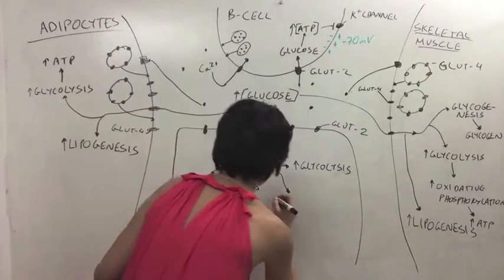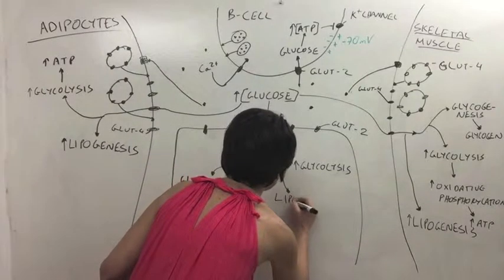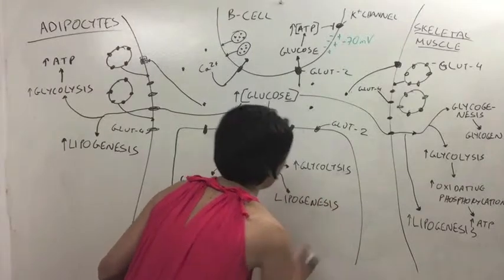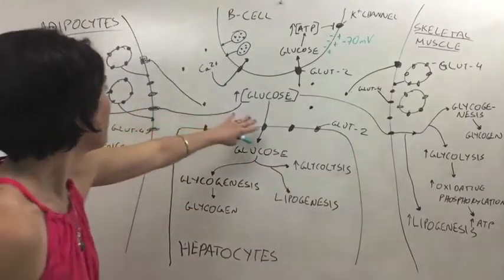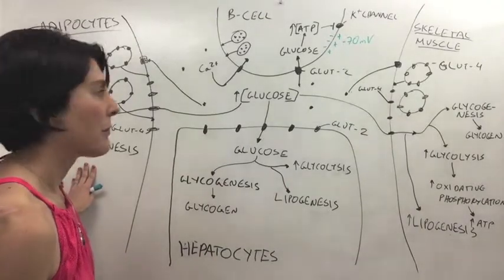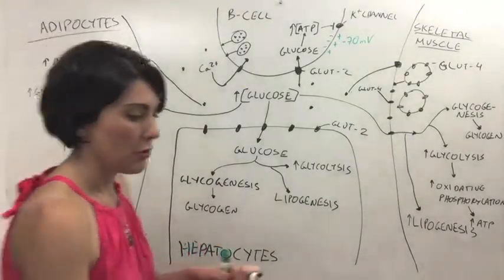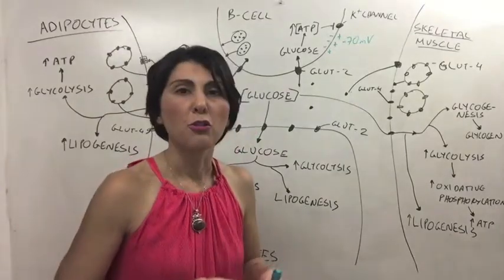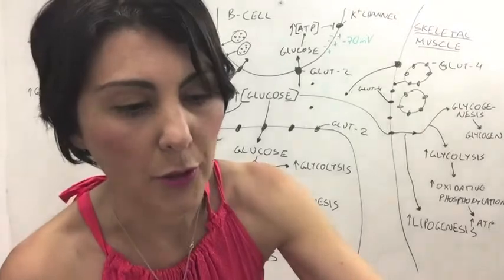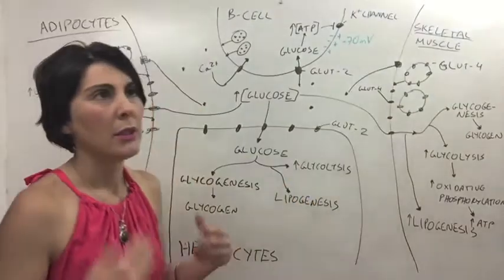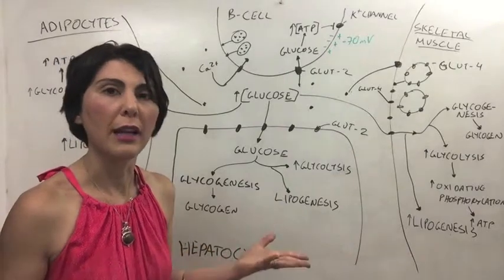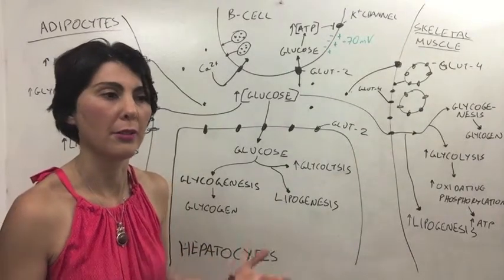Okay, so you can get a little bit of lipogenesis with the excess glucose. So again, here the excess glucose will be stored in the adipocytes as fat. So that's why it's important not to eat too much excess glucose. Simple sugars, you tend to eat a lot more than you would if you ate complex carbohydrates.